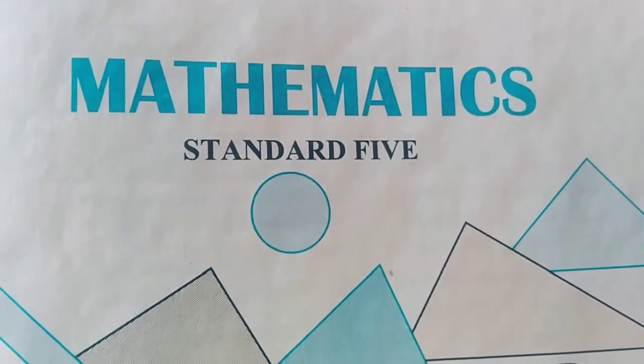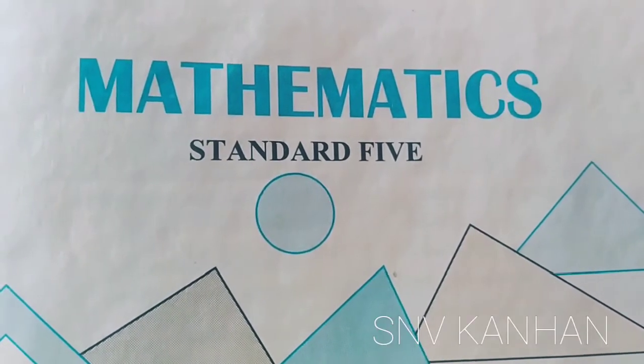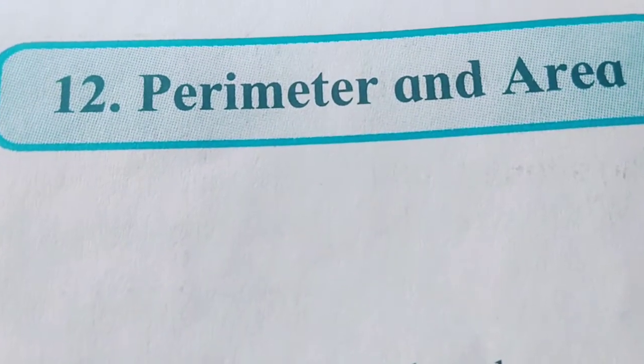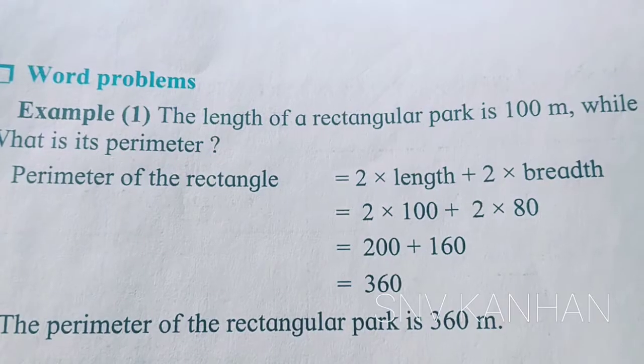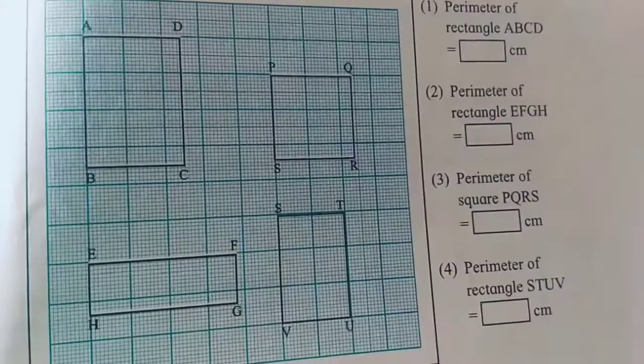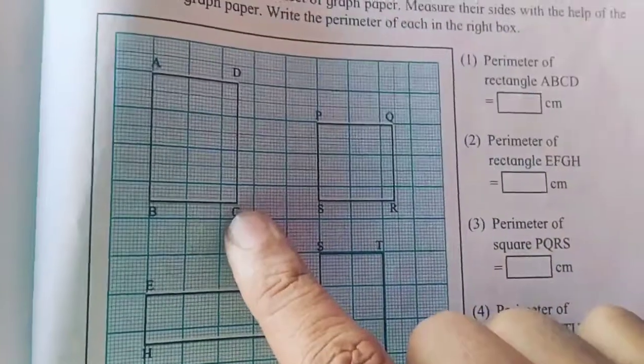Subject Mathematics, Standard 5. Chapter 12, Perimeter and Area. Students, after finishing the word problems, we begin this graph work.